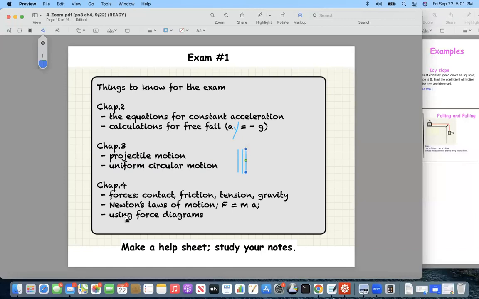And then chapter 4. You have to understand the forces like contact forces, friction, tension, gravity. You'll have to use Newton's second law, where the force is the mass times the acceleration. Or if an object is at rest, so the acceleration is 0, that's called statics. In a static situation, the net force is 0. Now this equation can be misleading because what force are you talking about? What force is equal to m times a?